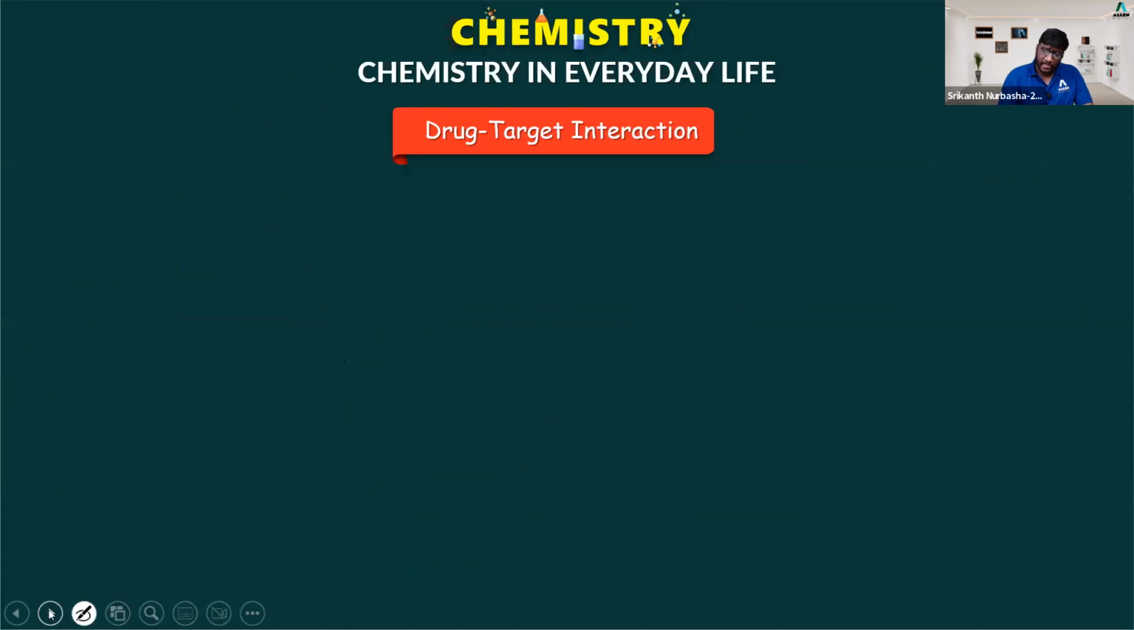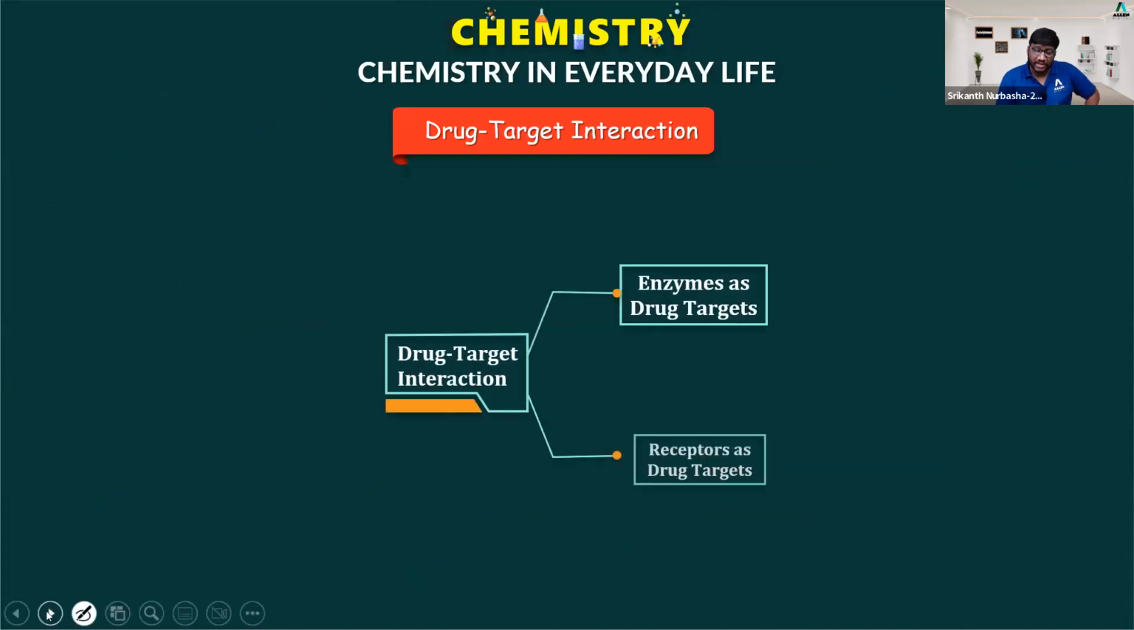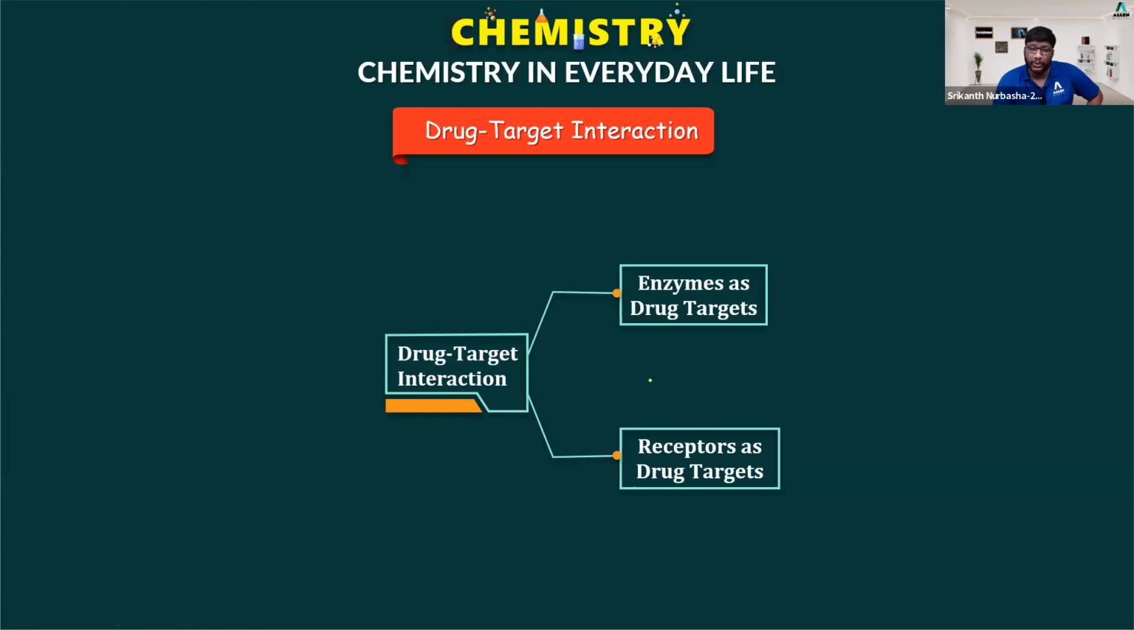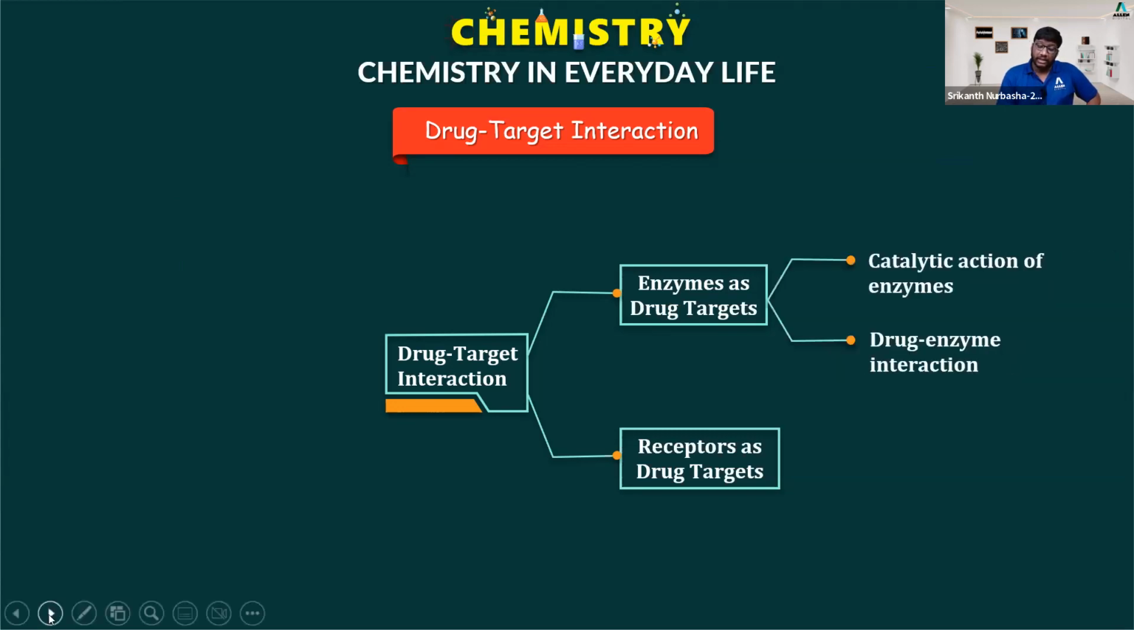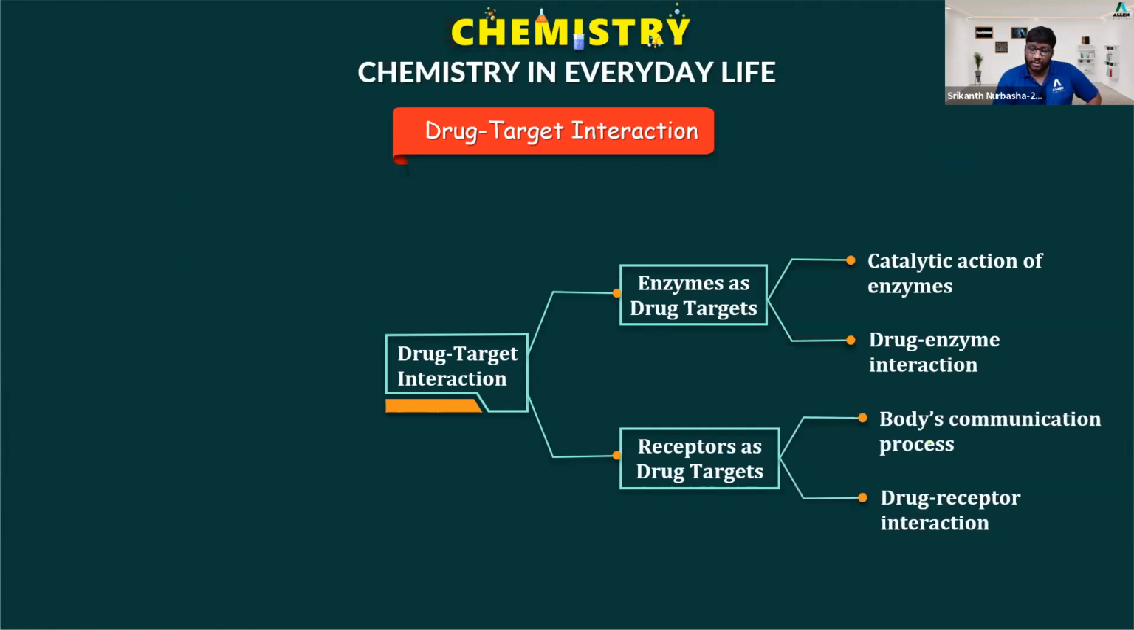Very simple. So let us look at the same. Drug target interaction: enzymes as drug targets and receptors as drug targets. Only two drug target interactions are there in your syllabus. First, let us look at enzymes as drug targets. Catalytic action of enzymes and drug enzyme interaction. Similarly, how the body's communication process happens, you first have to understand with respect to receptors, and drug receptor interaction also has to be studied. First, we are looking at enzymes as drug targets.